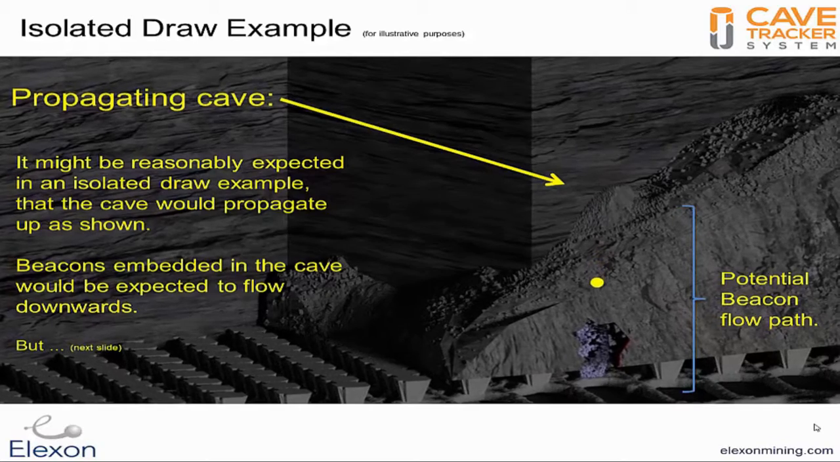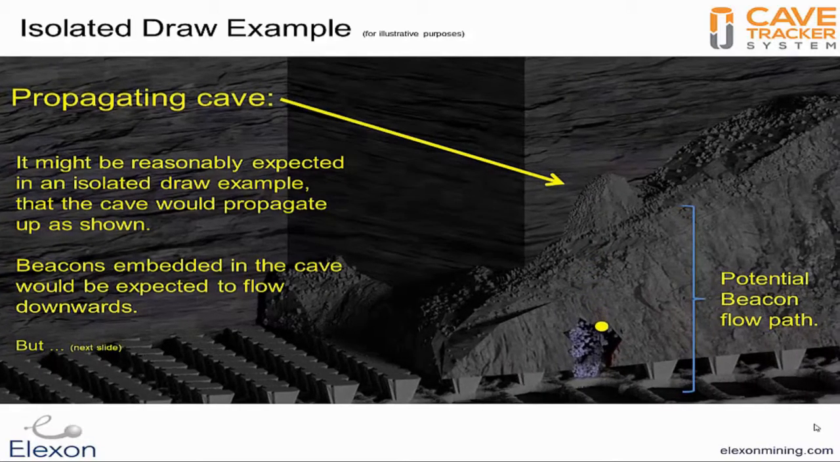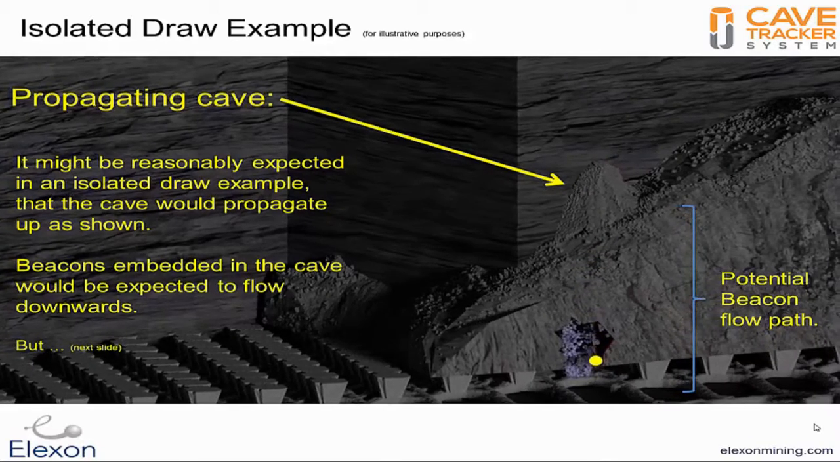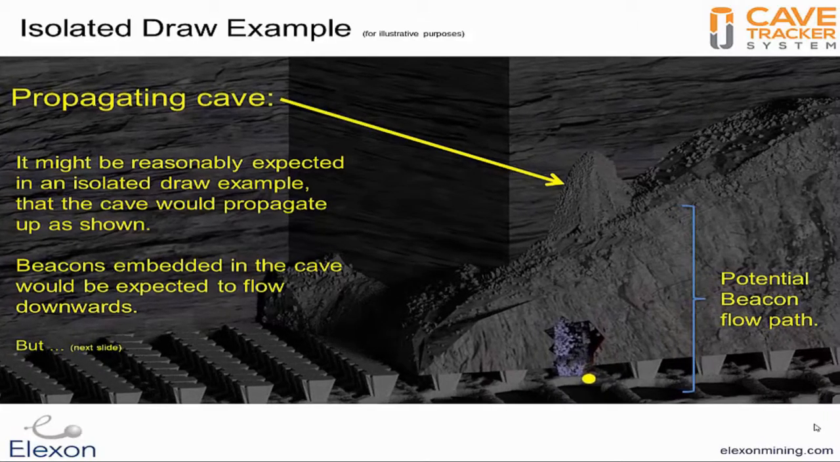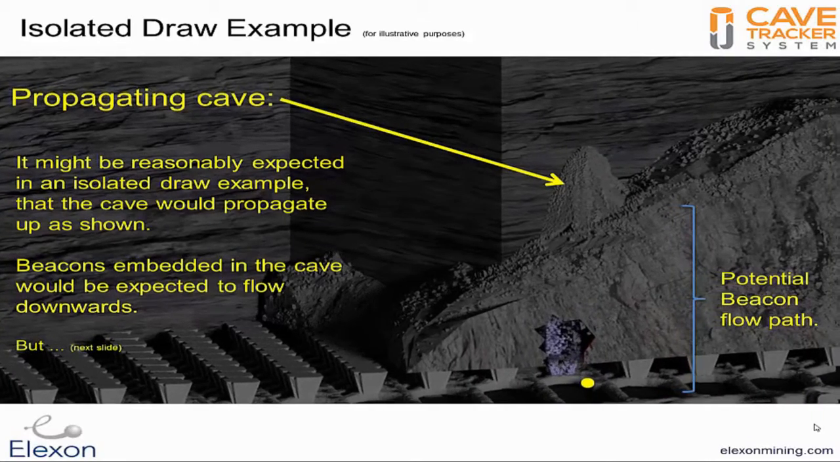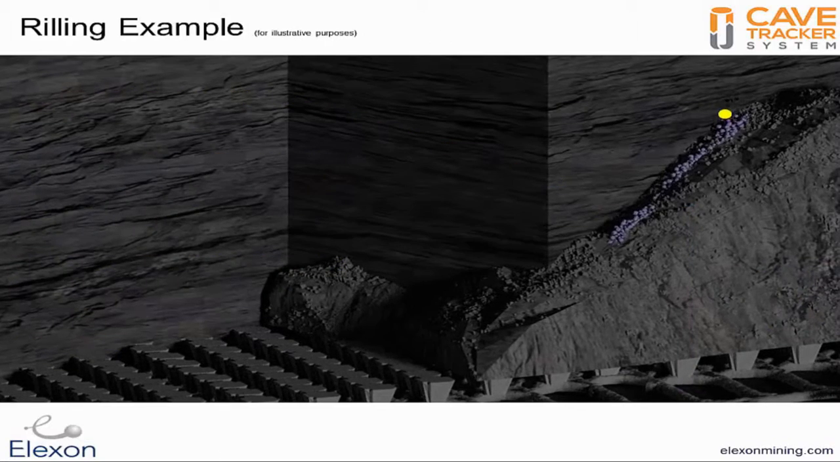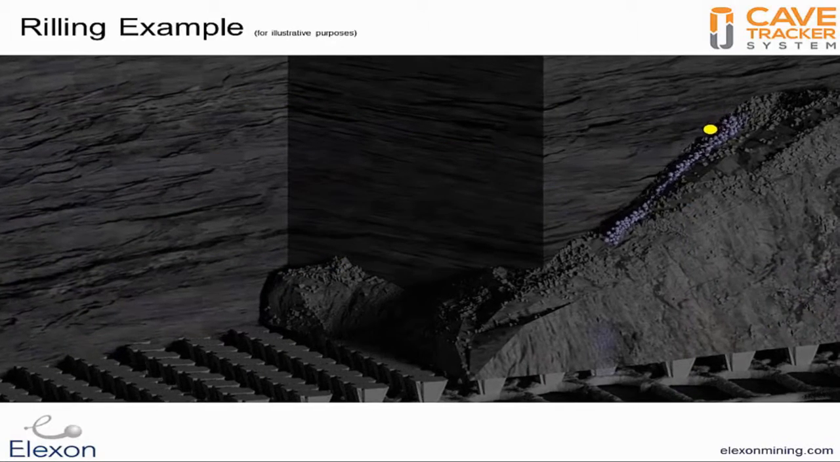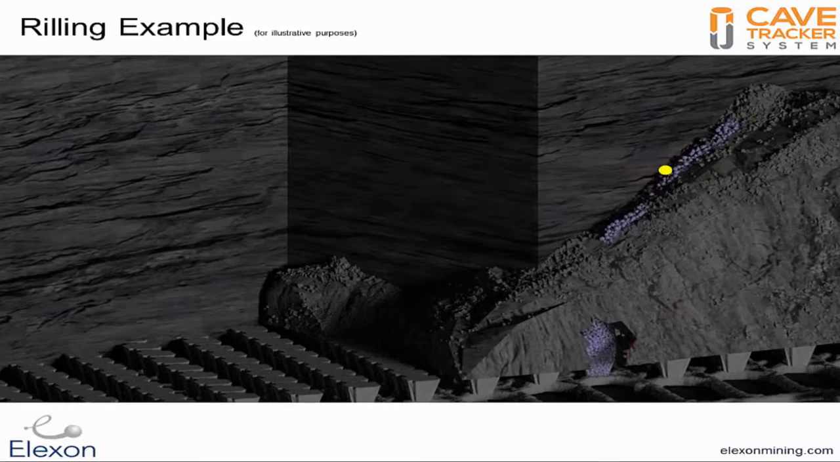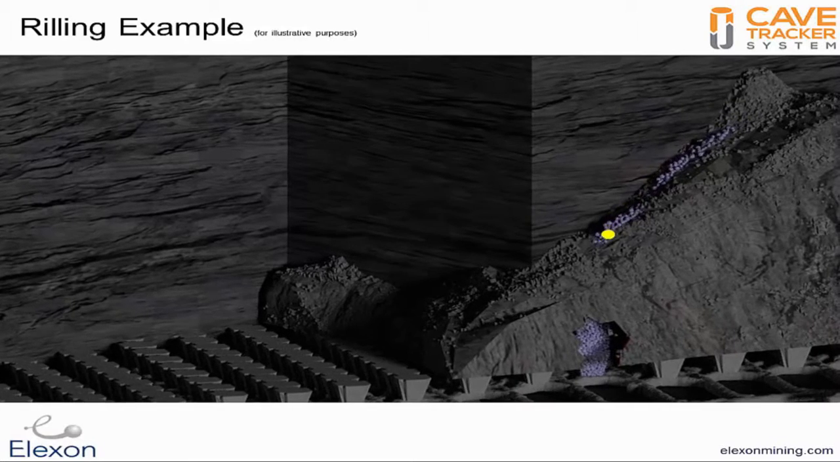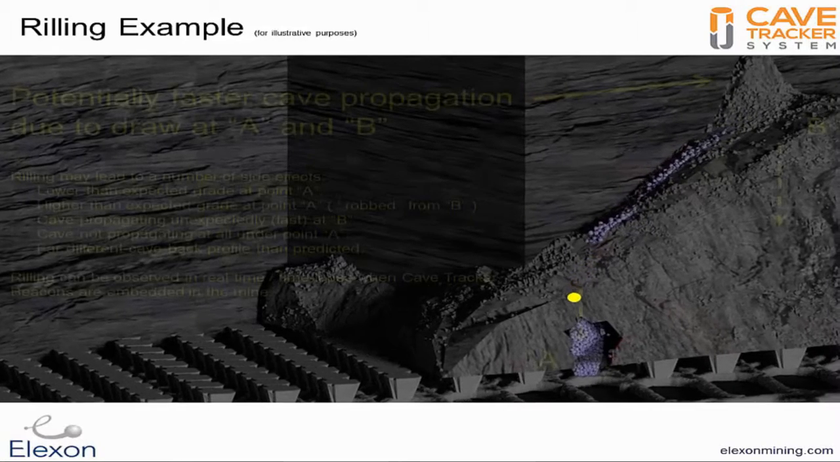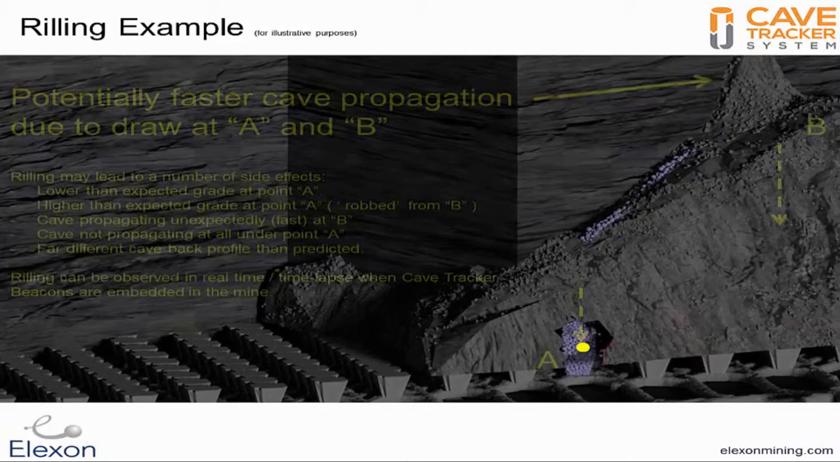Now, in the next section, you may have an effect going on like this, where you're drawing from down here as before, and we've heard about rilling today. Perhaps there's a rilling action going on, and so if you could place a beacon or some sort of marker device in the ore flow, you might observe it moving along this rilling path.